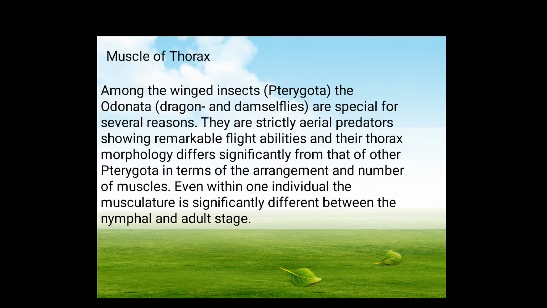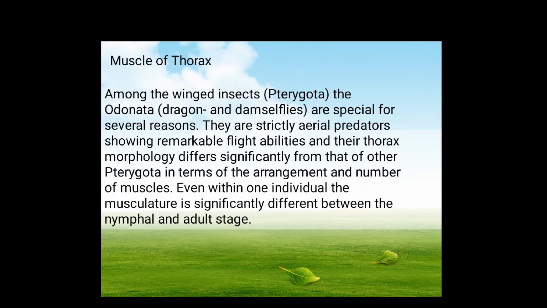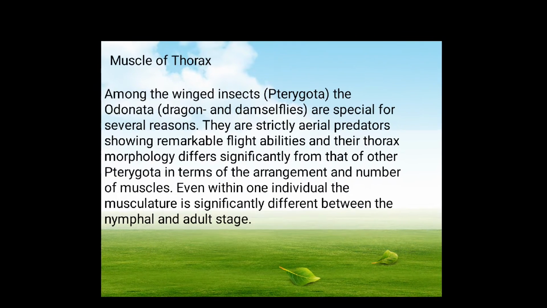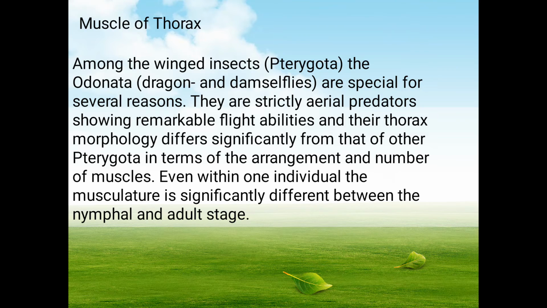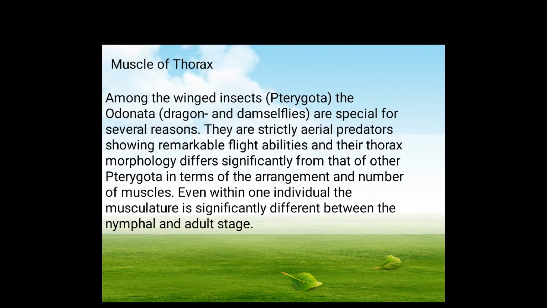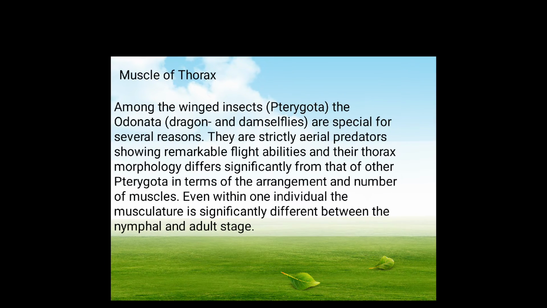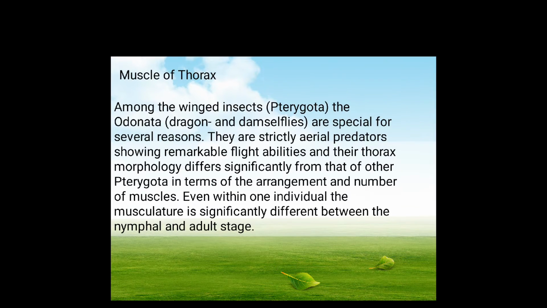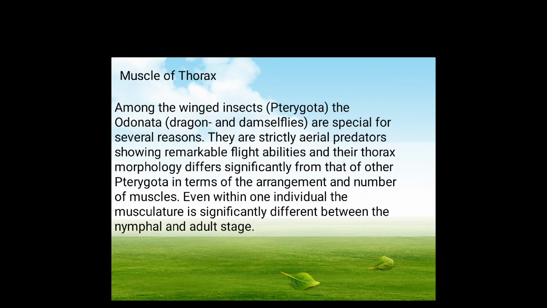For the muscles of the thorax of winged insects, the Odonata are special for several reasons. They are strictly aerial predators showing remarkable flight abilities, and their thorax morphology differs significantly from that of other Pterygota in terms of the arrangement and number of muscles. Even within one individual, the musculature is significantly different between the nymphal and adult stage.